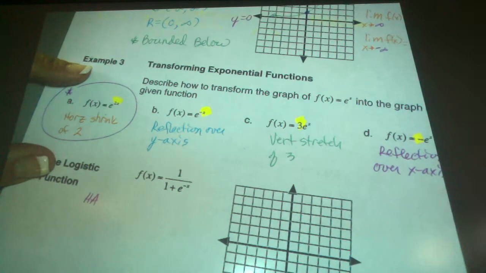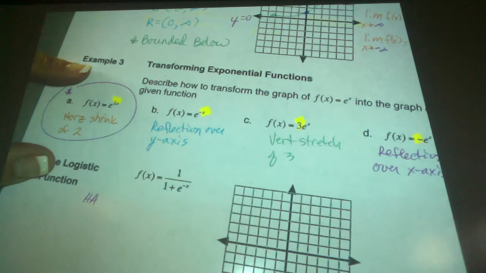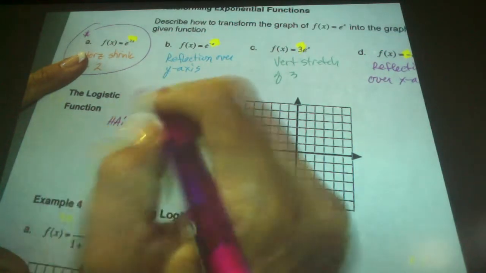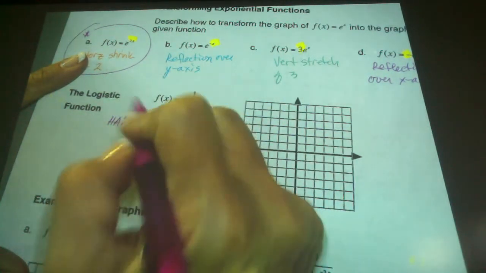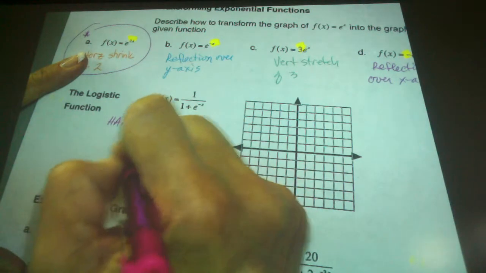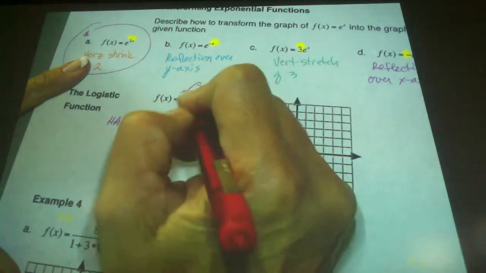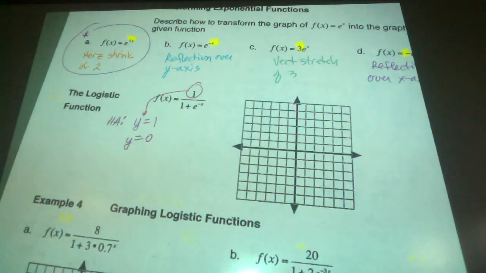It can happen if my base, so if I had 5 to the 2x, you should see the same thing happening because they're both exponential functions. But a good question. All right, so then here, you need to learn this. Your normal horizontal asymptotes for a logistic function would be y equals 1 and y equals 0. The 1 comes from here. Whatever that numerator is, that's your horizontal asymptote at the top. And they will always approach y equals 0.